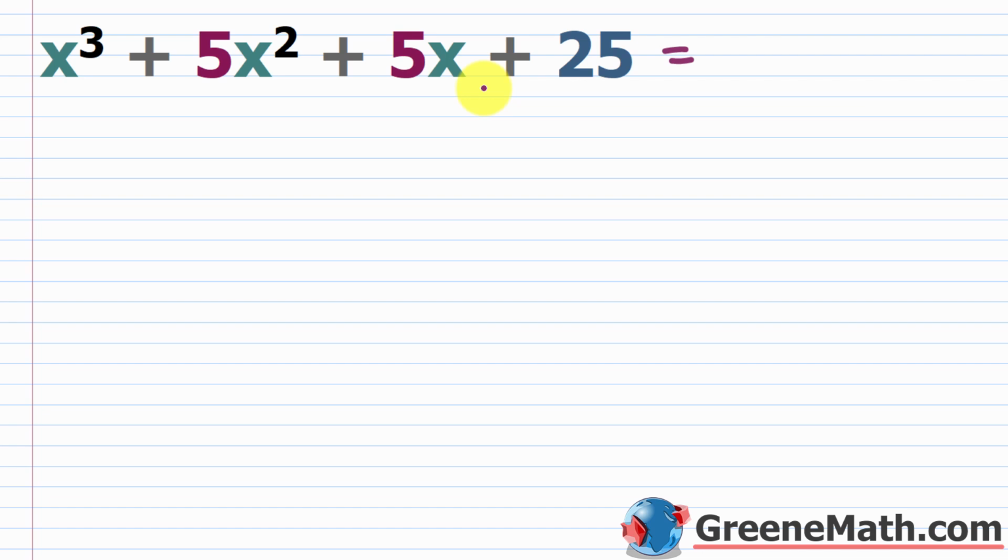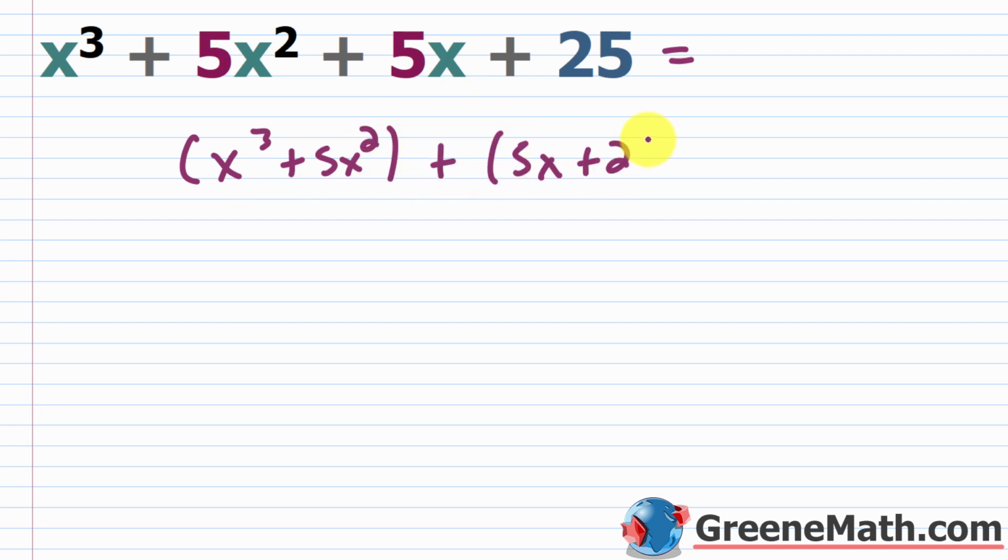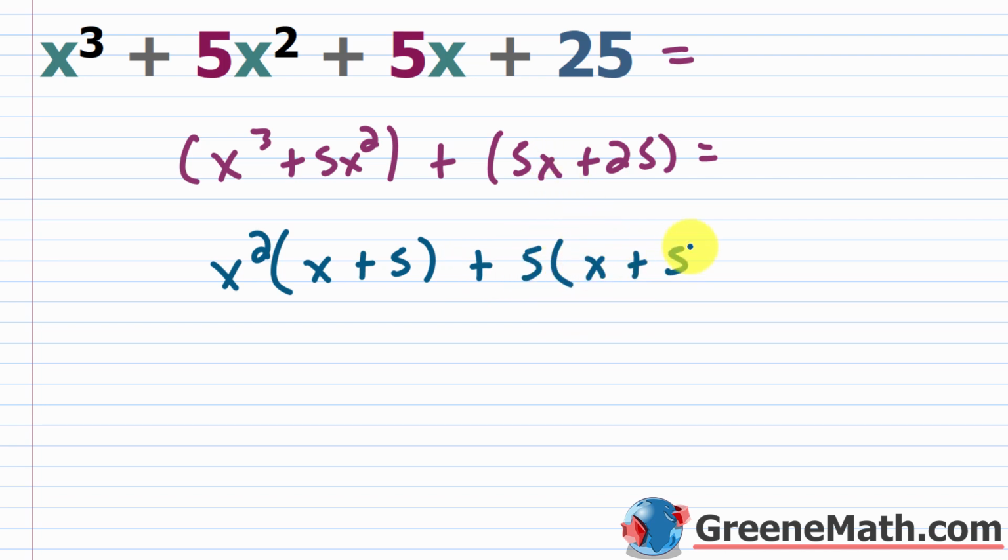So what I want to do here is just make the first two into a group. So I'll say x cubed plus 5x squared. That's the first group. Second group, let's go 5x plus 25. Then go ahead and pull out the GCF from each group. So in this group, if I look at x cubed and 5x squared, it would be x squared. So if I pull that out, inside I would have x plus 5. Then from here, if I pull out the greatest common factor, it's just going to be 5. So that's going to be 5 times the quantity, inside it'll be x plus 5.